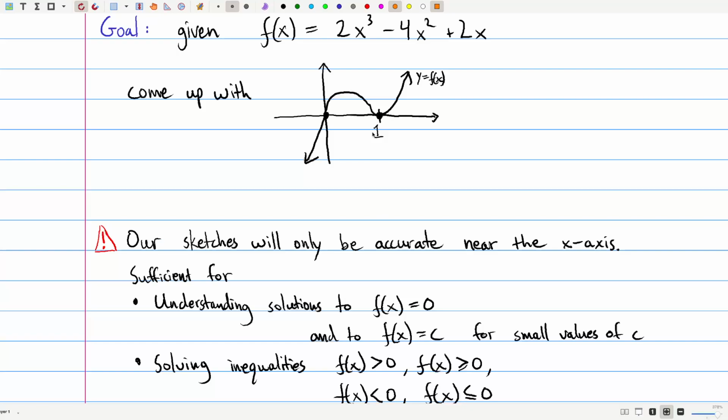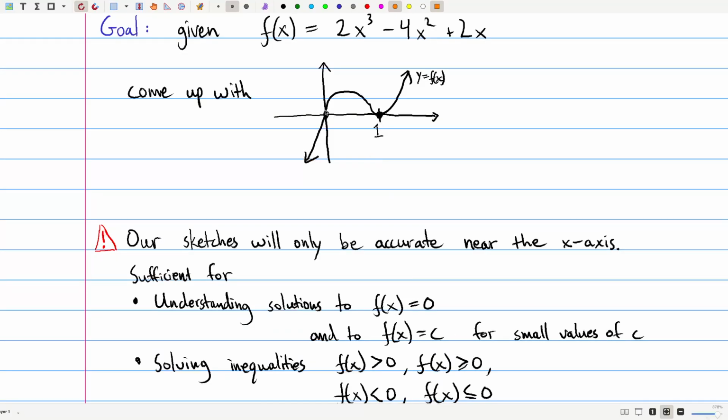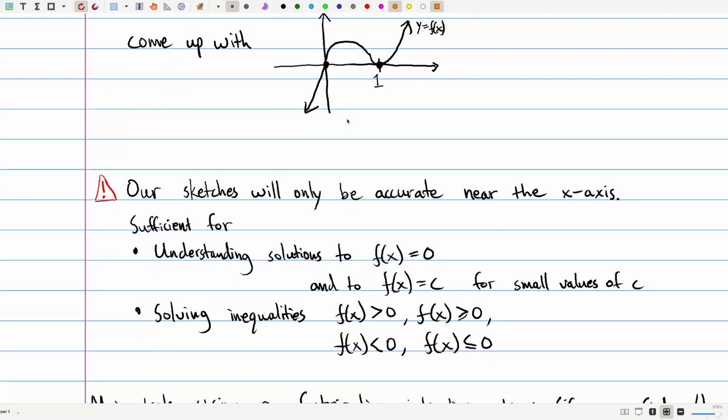And also for small values of c, both positive and negative, we can figure out some more behavior of what the solutions look like. For example, for c positive, we can see that there are 3 solutions when c is small. But when c is small and negative, then 2 of the solutions disappear and there is only 1 solution. This is also useful for solving inequalities. So f of x greater than 0, less than 0, greater than or equal to 0, or less than or equal to 0, because we have all the behavior we need to look at.